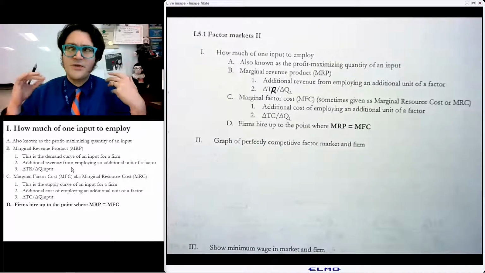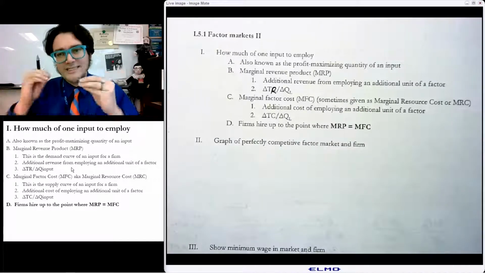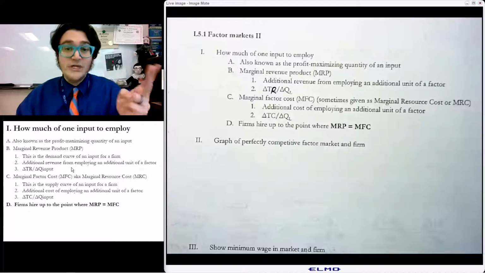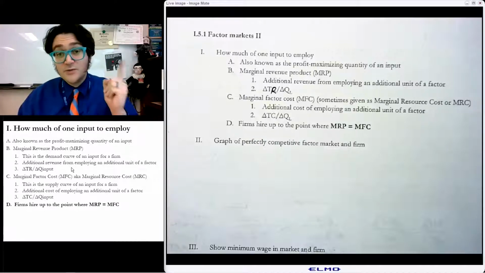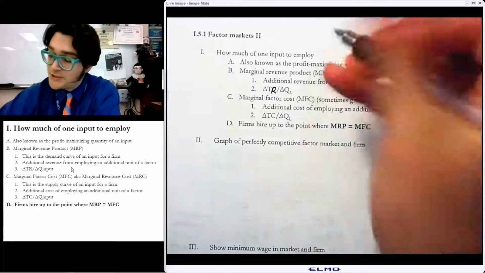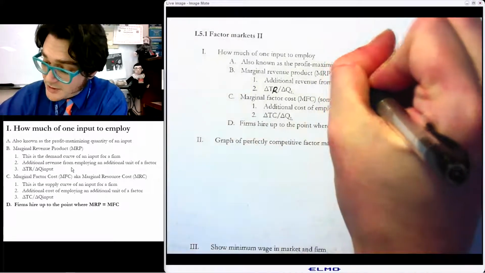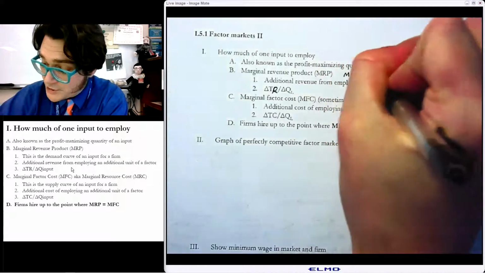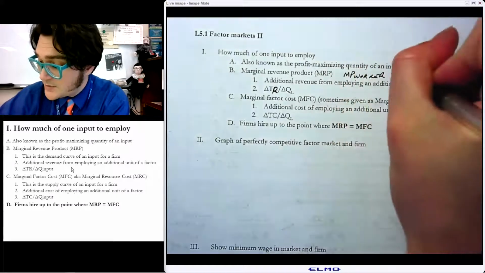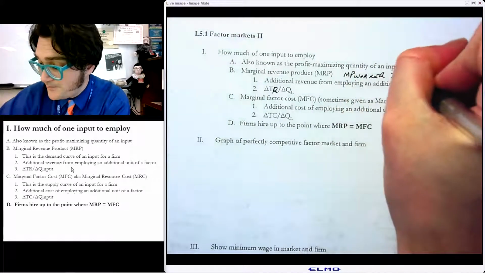This is also sometimes called the profit maximizing quantity of an input. And there are two things you have to know. One is marginal revenue product, which we established in the first lecture is the marginal product of the worker or the machine or whatever times the price of the output, right?